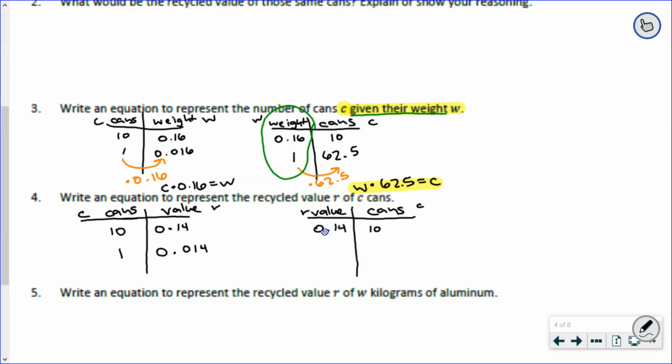And what about the unit rate for this table? That 0.14 is going to change to a 1 by dividing by 0.14. So the 10 divided by 0.14, you'll have to help me out on that one, the calculation, Seth.